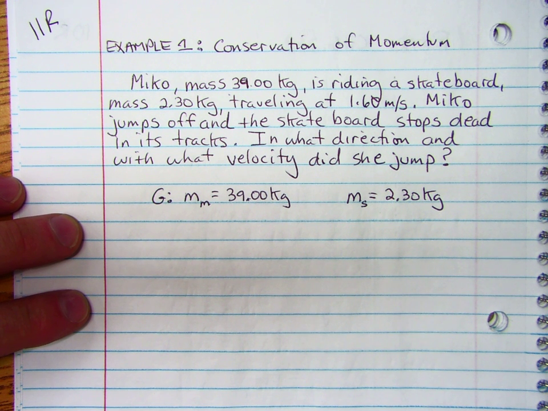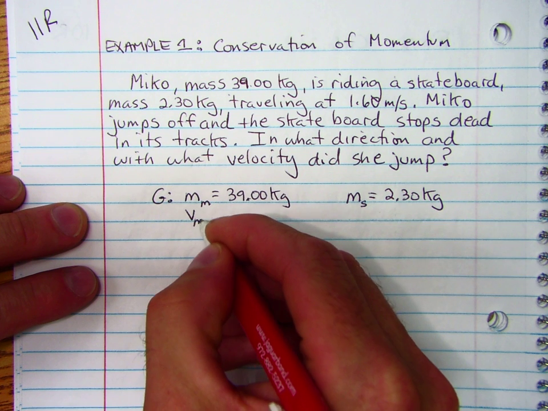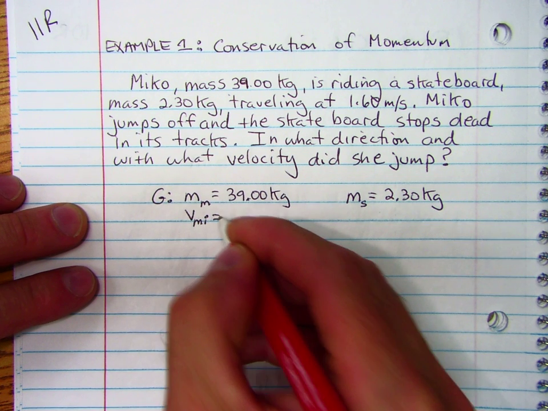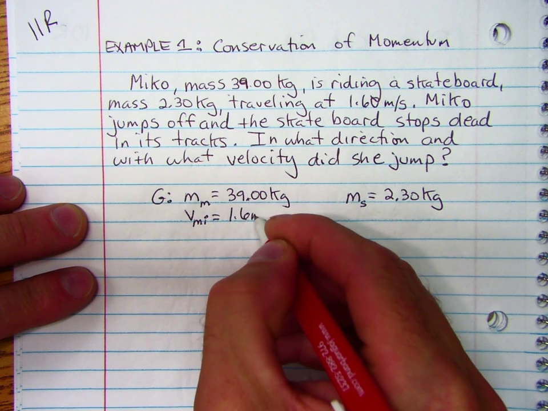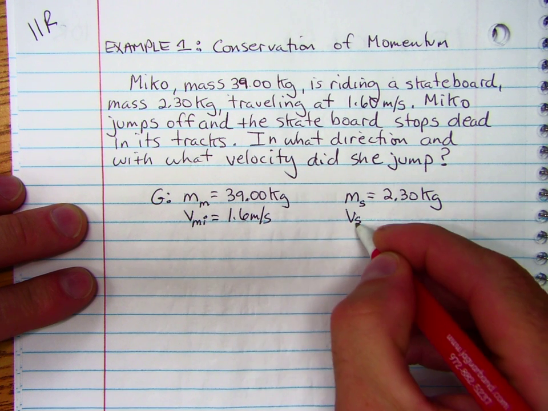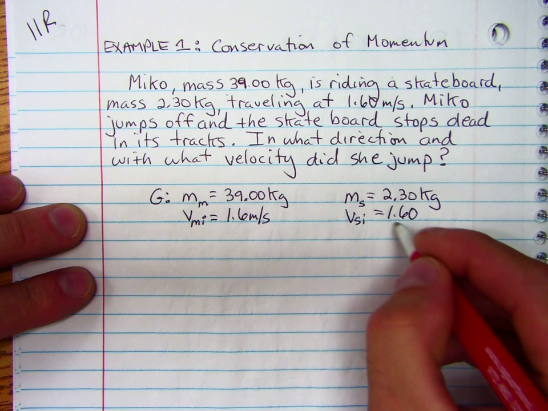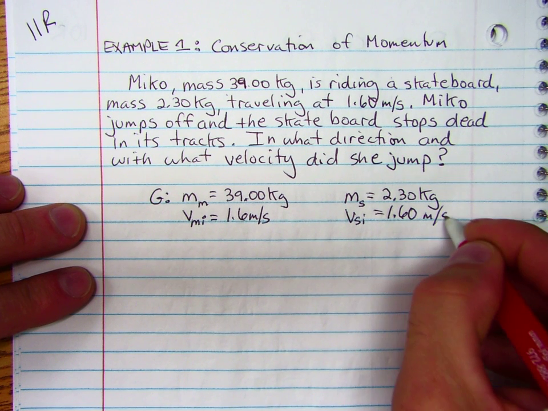Okay, let's think about this. The skateboard is traveling at 1.6 meter per second. In all likelihood, since Miko is on the skateboard, she's also traveling at 1.6 meter per second. So I'm going to write V Miko initial equals 1.6 meter per second. And the skateboard initial is also 1.6. I didn't put the units, so I'm going to go ahead and put them here: meter per second.